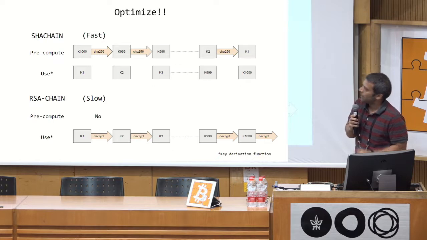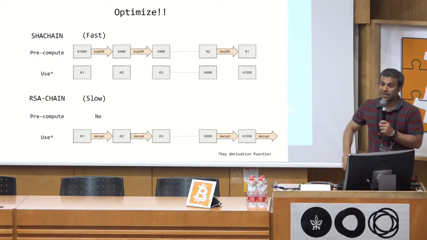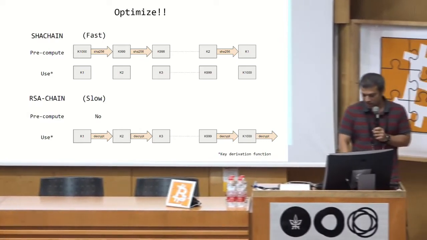And the SHA chain sounds like it's pretty bad because you have to pre-compute like 1 million keys, but it's actually really fast. So it's not that bad.